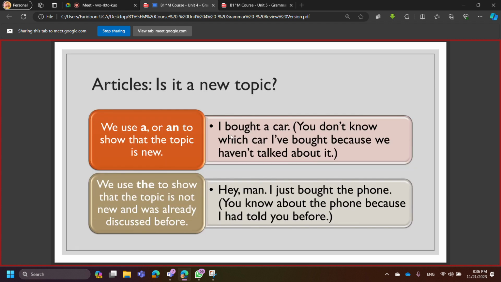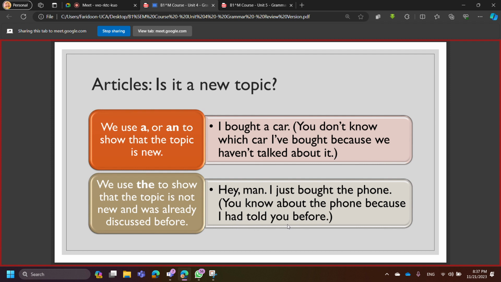Okay? So, let's start. Is it a new topic? The question. So, if it is a new topic, we use a or an to show that that topic is new. For instance, I bought a car. I bought a car. See? You don't know which car I've bought because we haven't talked about it. The topic is completely new. Or we use the to show that the topic is not new and was already discussed before. For instance, hey man, I just bought the phone. The phone. Now you know about the phone because I had told you before.